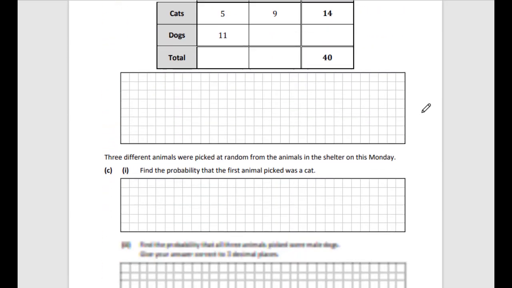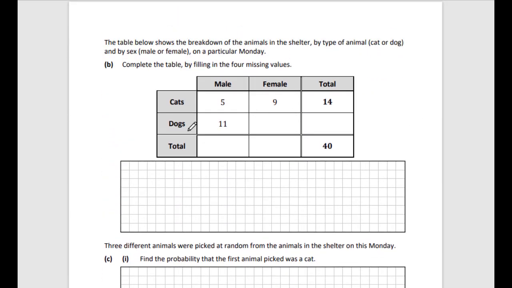Okay, so let's look at the next part then. The table below shows the breakdown of the animals in the shelter by type of animal, cat and dog, and by sex, male or female, on a particular Monday. Complete the table by filling in the 4 missing values. So our values here are, let's see, we've got to reach 40 here, so 40 minus 14, which is 26.